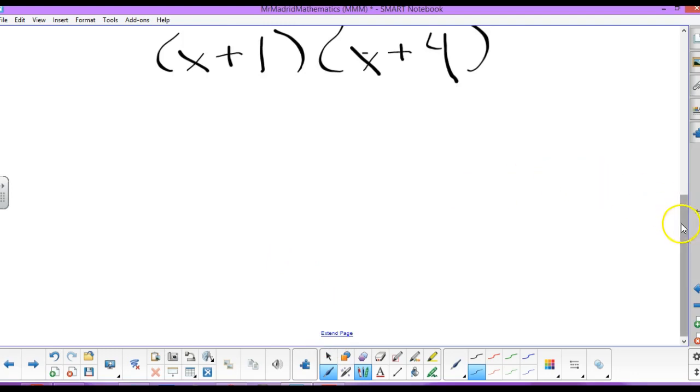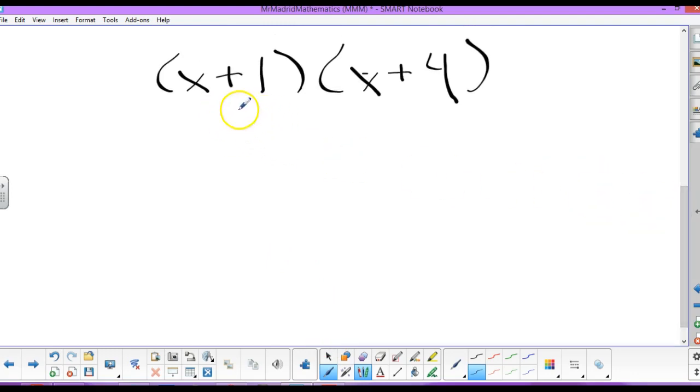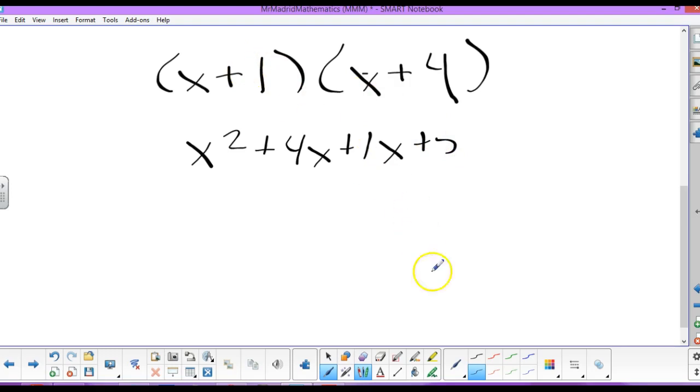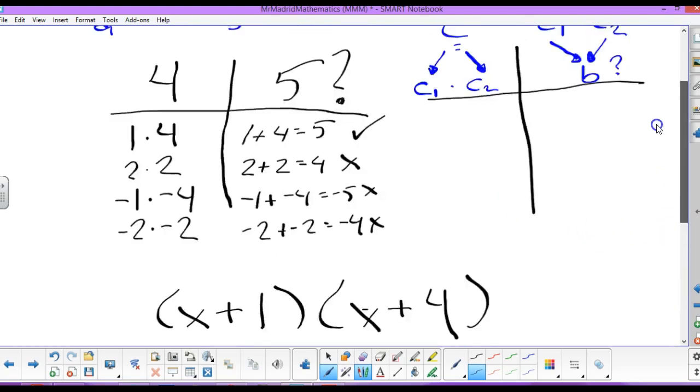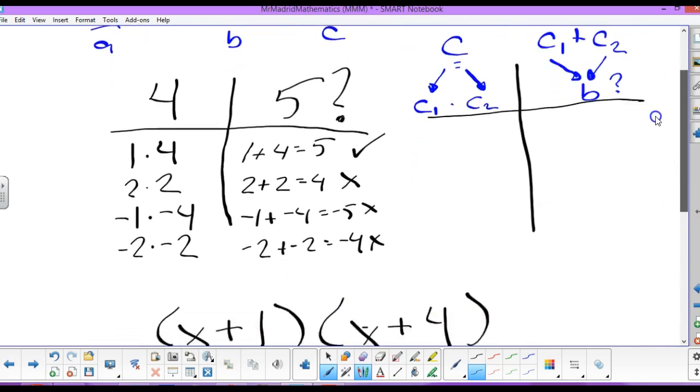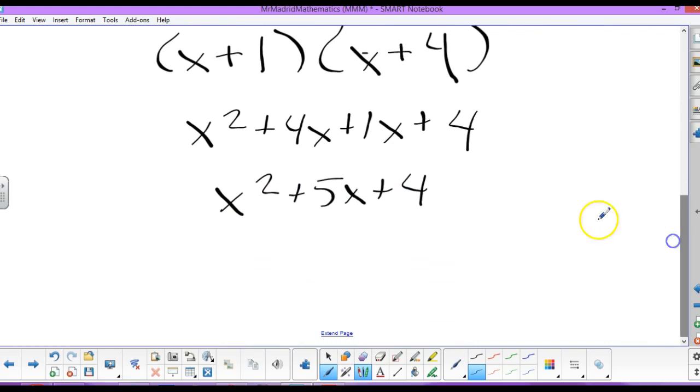Now, if you're not sure why that works out, let's go ahead and go the other way. Now let's multiply this or FOIL this to see if we get the answer back. So x times x is x squared, x times 4 is 4x, 1 times x is 1x, and 1 times 4 is 4. So now I'll simplify; these two are like terms. So I have x squared plus 5x plus 4, and that should match the beginning. Okay, so that's my match.